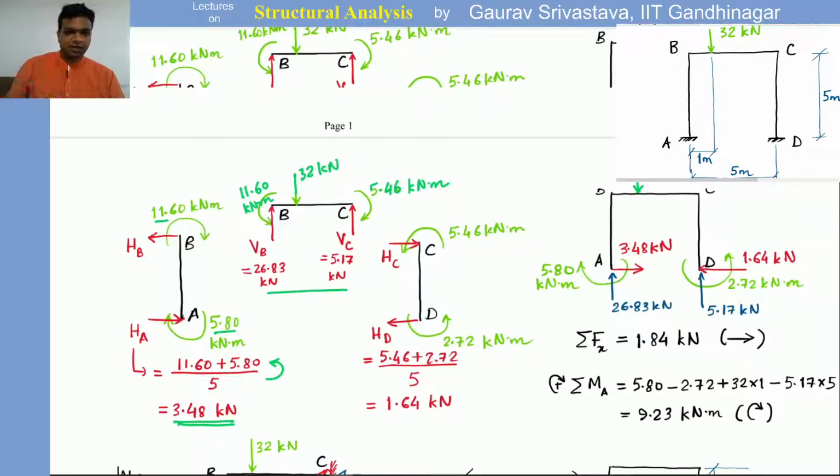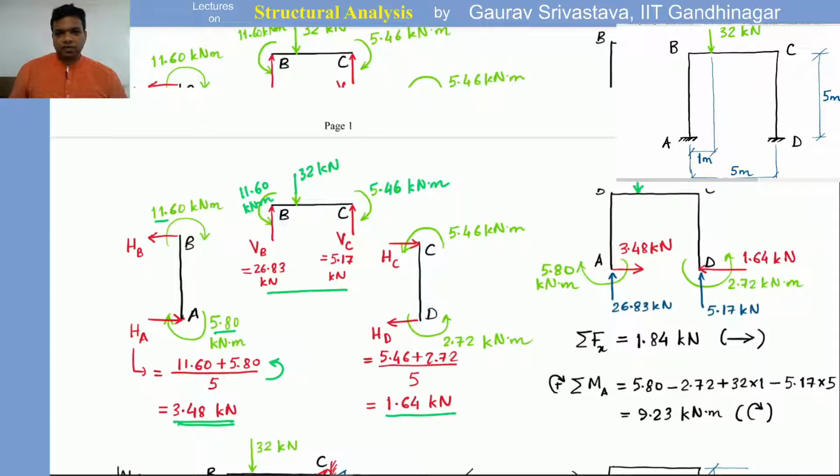Similarly, we will do force balance for the member BC. That will give us the vertical reactions. And again we can look at member CD. Now this member CD has a net counterclockwise moment of 5.46 plus 2.72. So the horizontal forces here, HC and HD, need to produce a net clockwise couple. That couple is given when both forces are 1.64 kilonewtons.